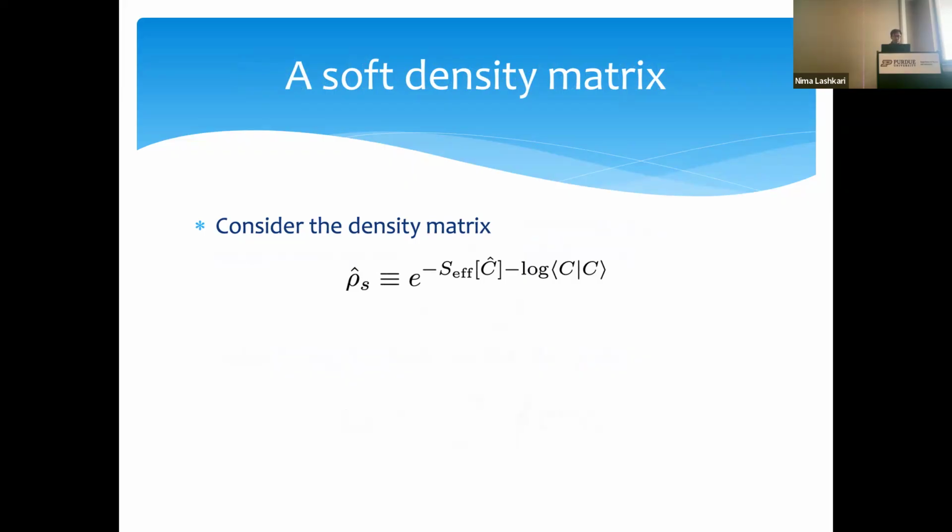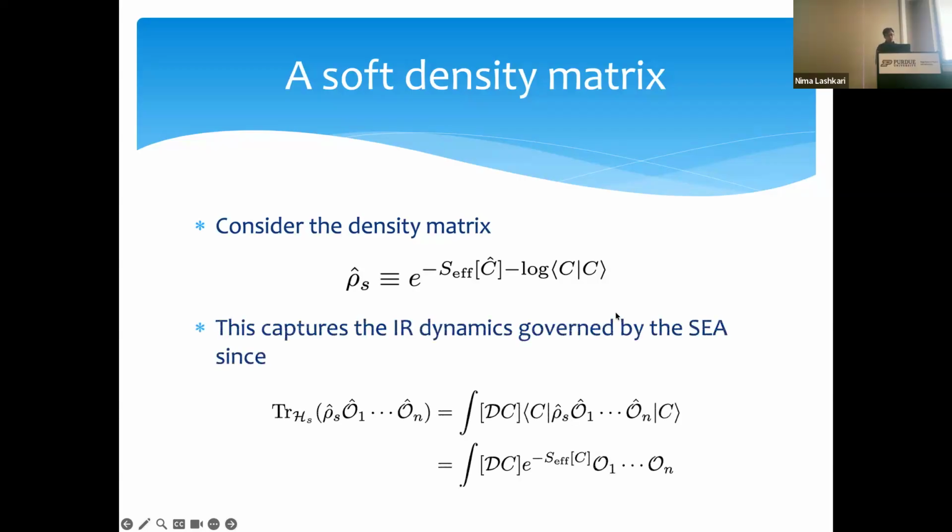Okay, but now we're basically done because I claim that the following density matrix actually does the job. It's just taking the exponential of the soft effective action, where the C's are now not treated as fields, but as operators. You might be worried about this log of C inner product with C, because this is actually divergent. I'm happy to discuss this afterwards. The short answer is this is a very innocuous divergence. This shows up because the states that we're using are not normalizable, but delta function normalizable, and this is exactly the sort of divergence that shows up for a particle in a free potential in quantum mechanics. You can also think of this as just a normalization factor to ensure that your density matrix is appropriately normalized.